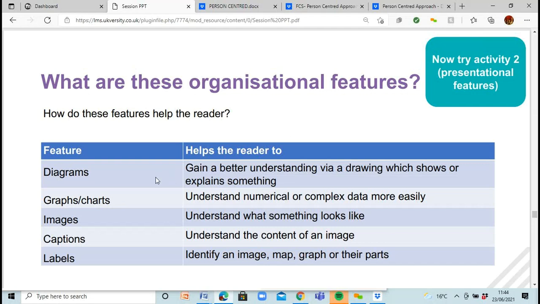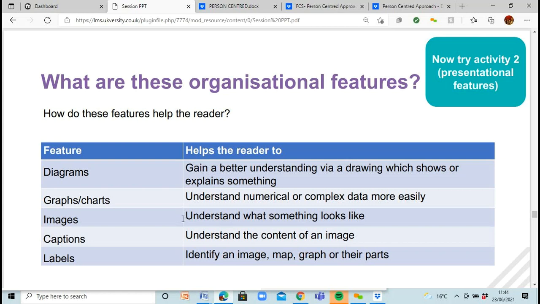So organizational features, again, you can have diagrams. It helps you get a better understanding when you're looking at a picture or a drawing of something. So if you're talking about how to attach the handlebars onto a scooter, if there's a drawing showing you how to do it, then it gives you a better understanding. You get graphs and charts. It gives you a good understanding of numerical data, and complex, complicated data that is being added. Then you have images. It just shows you what we're looking at.